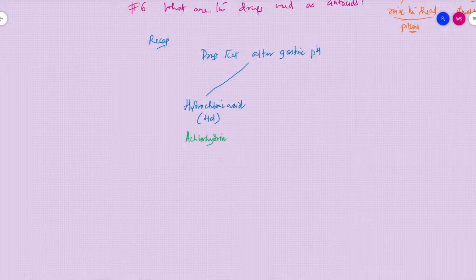So then we said that antacids are drugs which alter the pH. In defining antacids, we said antacids are drugs which react with the hydrogen ion, the proton, and thereby alter gastric pH without interfering with the volume of the gastric secretion. Okay. So the second class of drugs that alter gastric pH are antacids.